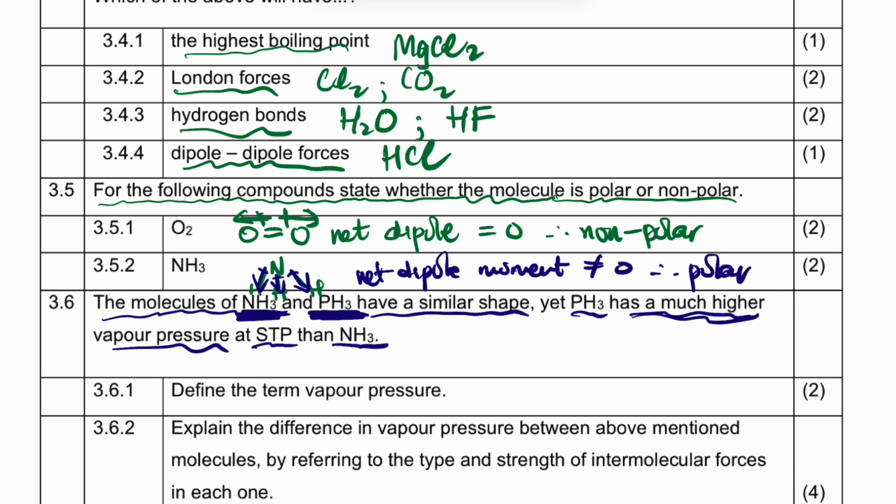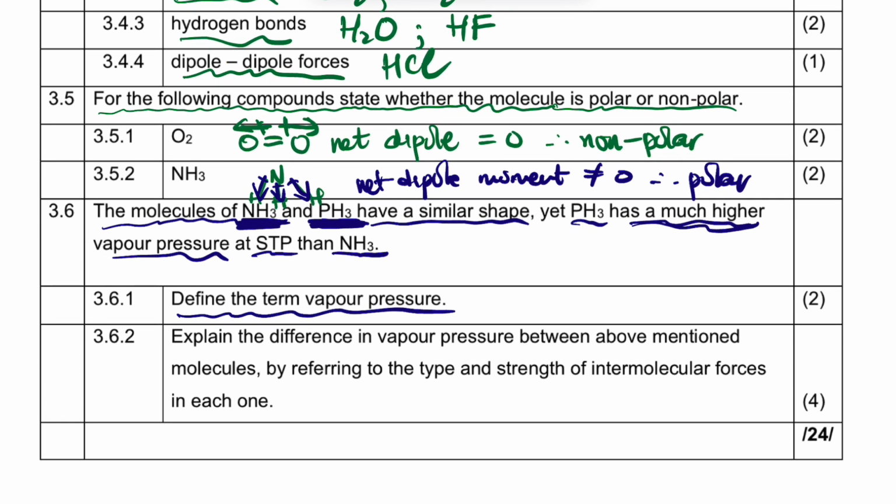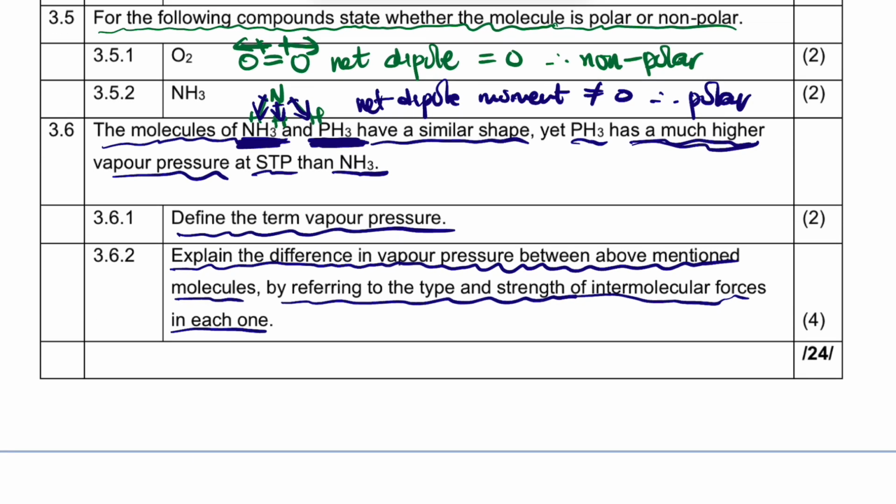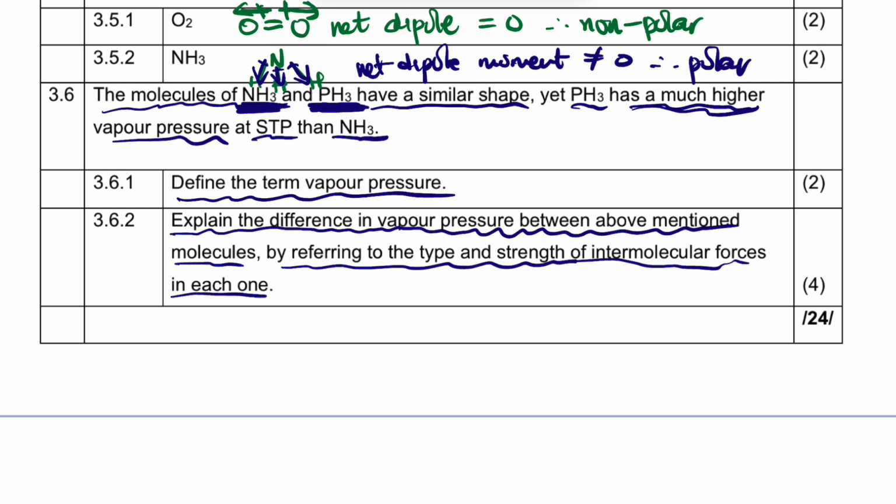Okay, so the question says define the vapor pressure. Guys, you must know the vapor pressure definition. Now 3.6.2, it says explain the difference in vapor pressure between the above mentioned molecules by referring to the type of strength of intermolecular force of each. Guys, as I've mentioned, you need to state the intermolecular force between the two.